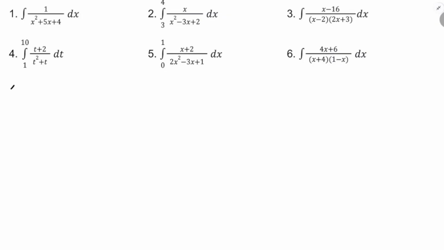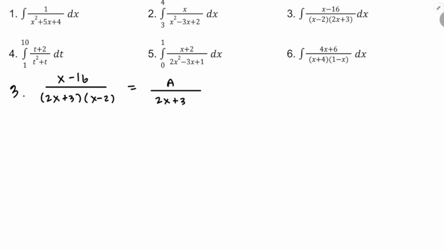Okay, number 3 is just an antiderivative, but the denominator's already factored, so I know it's factorable, and it says use partial fractions. So x minus 16 divided by x minus 2 and 2x plus 3. I don't like the look of this, but okay. So that's going to be some number divided by 2x plus 3 plus some number divided by x minus 2.